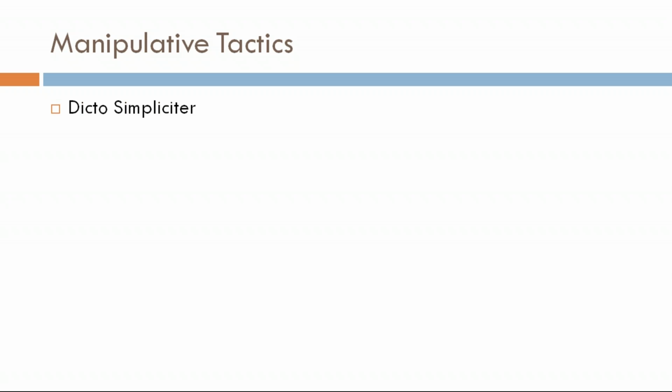And then you have dicto simpliciter. That's a tough one. And what that means is sweeping generalizations. Now, sweeping generalization occurs when a general rule is applied to a particular situation in which the features of that particular situation render the rule inapplicable. A sweeping generalization is the opposite of the hasty generalization. Let me provide an example.